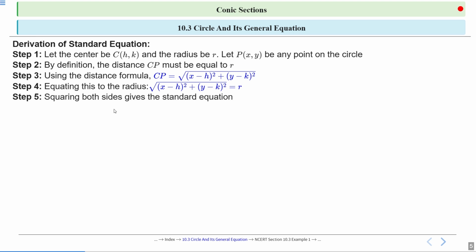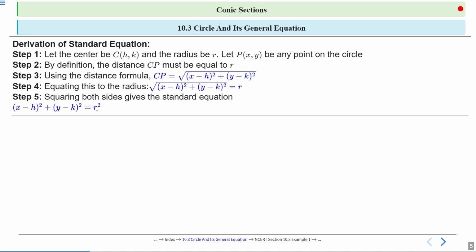Then in step 5, we square both sides, and it gives us the standard equation of the circle. So then we will obtain this equation: (x − h)² + (y − k)² = r². Okay, so this is the standard form of the equation of the circle. Pay close attention to this equation. Here the equation of the circle in standard form is (x − h)² + (y − k)² = r².